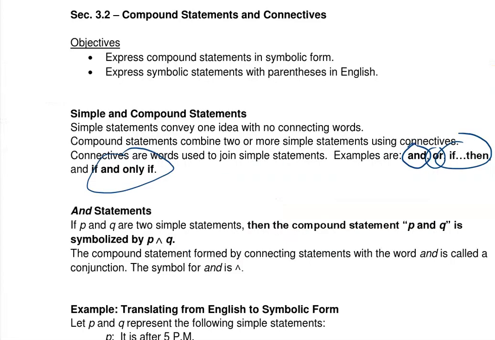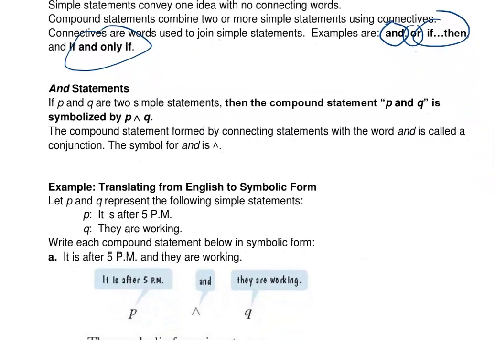Okay, so let's go and take a look at the first type. These are and statements. So I'll just go ahead and read what's on the notes, and then I'll try to expound on it. If P and Q are two simple statements, then the compound statement P and Q, now it's a little bit confusing because it looks like we just said the same thing over here, but we're just listing these two statements individually here. With the quotes around it, we're joining those two statements together into a compound statement, P and Q.